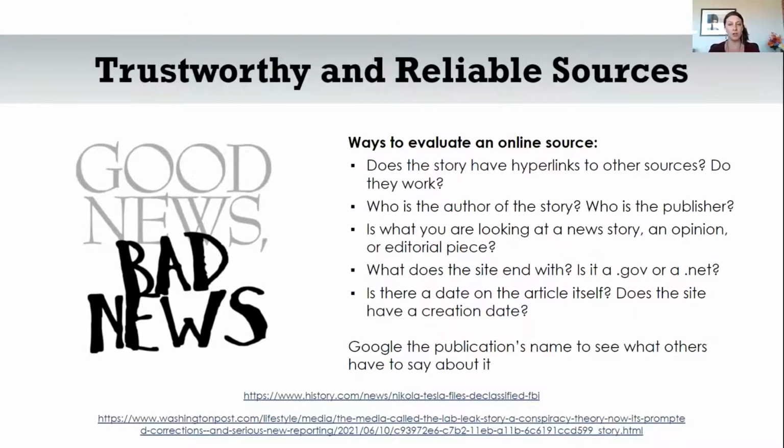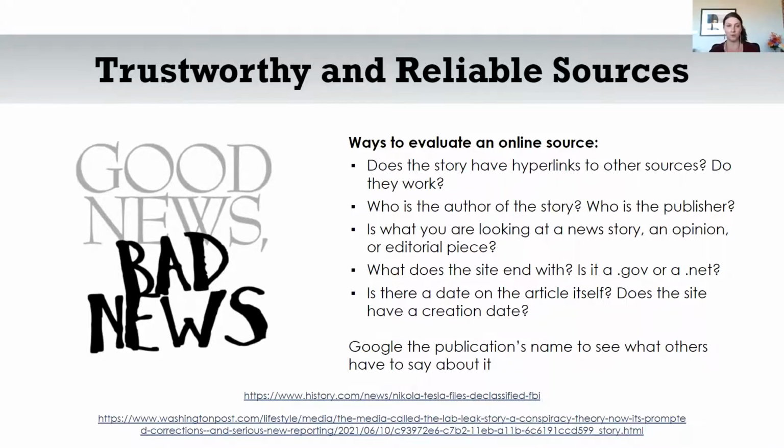And if you're looking at a news story, check to see whether it's an opinion piece or an editorial piece. An opinion piece will definitely be more skewed to whatever the writer's personal bias is, whereas an editorial piece might be a little bit more objective. And then look at what the site ends with. Is it a .gov site? Is it a .com site? Is it a .net site? Looking at any of that and doing a little research on what that company or organization is can help give you an idea whether that is a reliable source as well. Is there a date on the article?